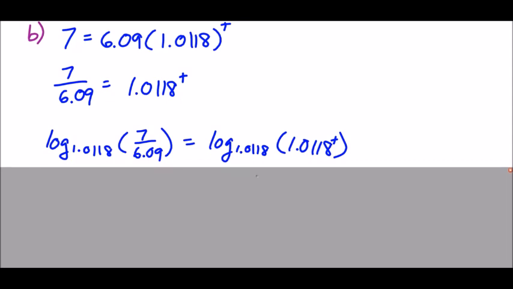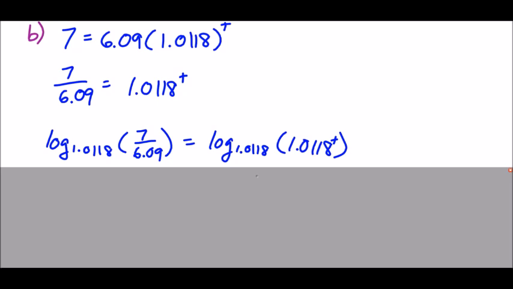Now, we want to take the log of both sides. The base in the exponential term is 1.0118. So that's the base we're going to use for these logarithms. Now, looking at it, it looks kind of messy. That's why the alternative method I'll show you in a moment might be a little bit more appealing. But this follows exactly what we did in the previous questions.